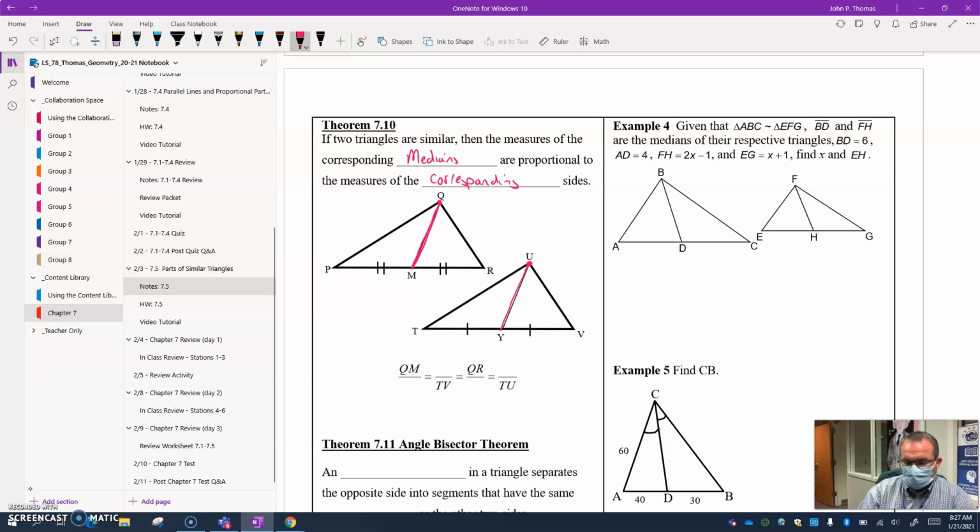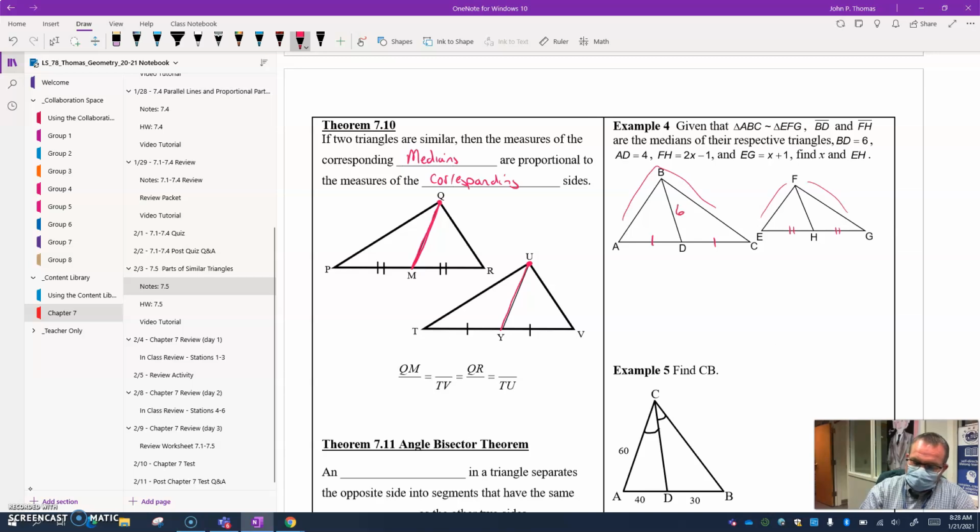So if I go over to the right, we've got an example here. It says triangle ABC, so that goes up and over the top, and EFG up and over the top, so those are oriented in the same way. All right, it tells us that BD and FH are medians. So that's going to allow me to rewrite this so these bottom halves, we know the two pieces are congruent. All right, then it goes on and it says that BD is 6.